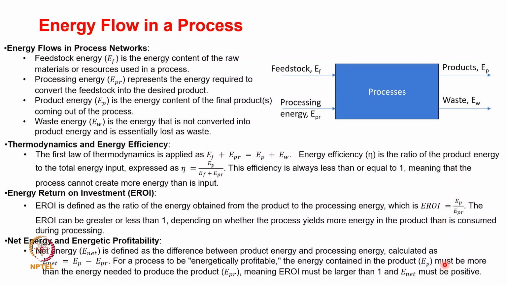The next term is net energy and energetic profitability. Net energy, ENET, is defined as the difference between the product energy and the processing energy, calculated as ENET equal to EP minus EPR. For a process to be energetically profitable, the energy contained in the products, which is EP, must be more than the energy needed to produce the product, which is EPR, meaning EROI must be greater than 1 and ENET must be positive. So this is another concept that we might use in the subsequent slide.